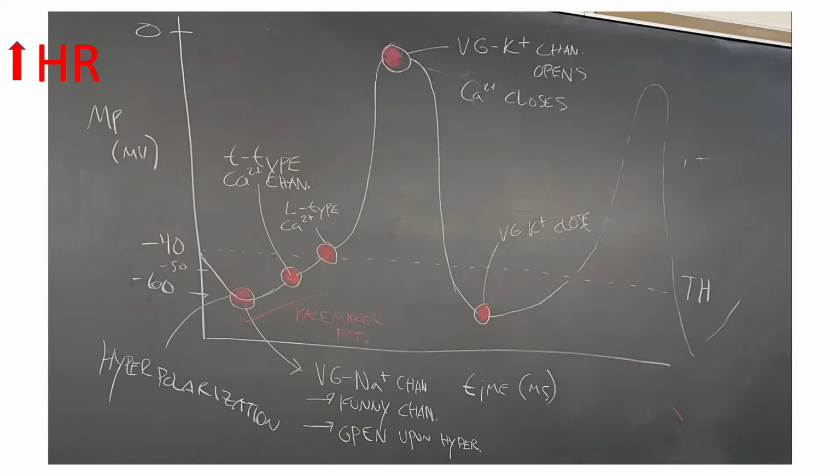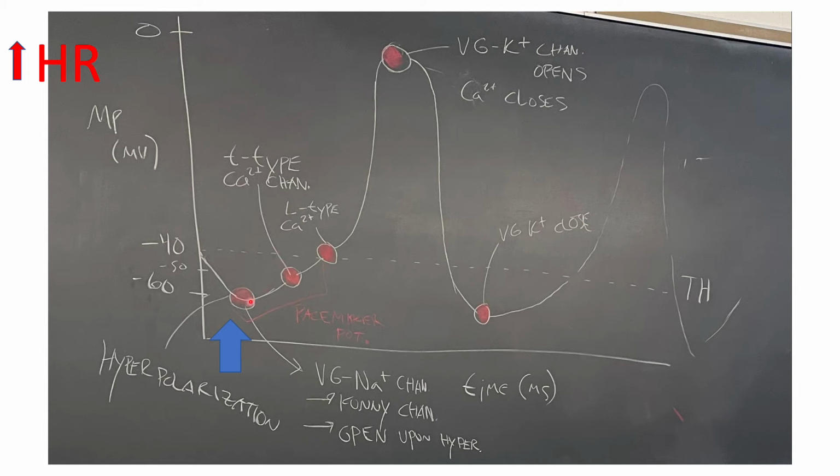Here's the board drawing of our autorhythmic cell membrane potential again that we're familiar with. And here we have our funny channel. Remember the funny channel opens in response to hyperpolarization, not a depolarization. So that's why it's funny. Okay? And remember that these are voltage-gated sodium channels. So we're going to see with a sympathetic response an increase in permeability of these voltage-gated sodium channels. Okay? So that means if they're more permeable, we're going to see a greater influx of sodium, right?